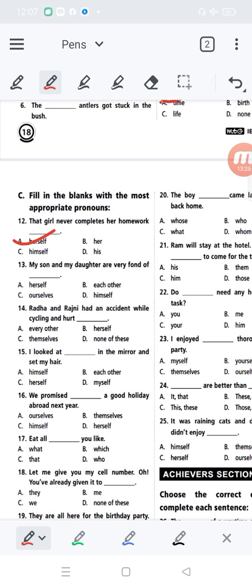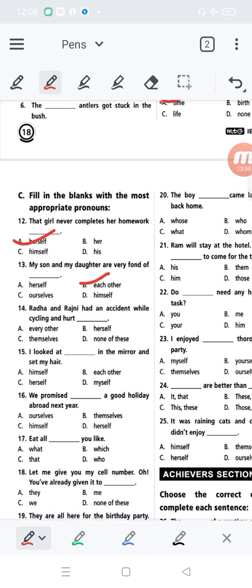Next we have question number 13. My son and my daughter are very fond of dash. Herself, no. Each other, ourselves, himself. Each other is a distributive pronoun now. So option B is correct: each other.